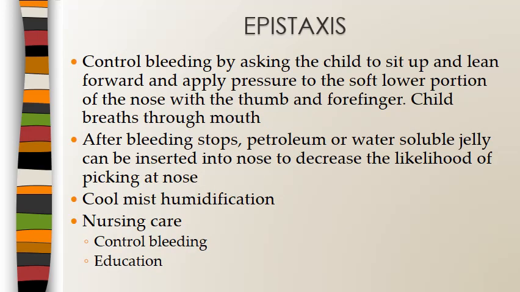It's important to control the bleeding, and we do so by asking the child to sit up and lean forward and to apply pressure to the soft lower portion of the nose with both the thumb and the forefinger, and you want to instruct the child to breathe through their mouth. After the bleeding stops, it's important to moisturize the area. We can do this using petroleum or a water-soluble jelly, and this will decrease the likelihood of especially the younger children picking their nose because it will be moist.